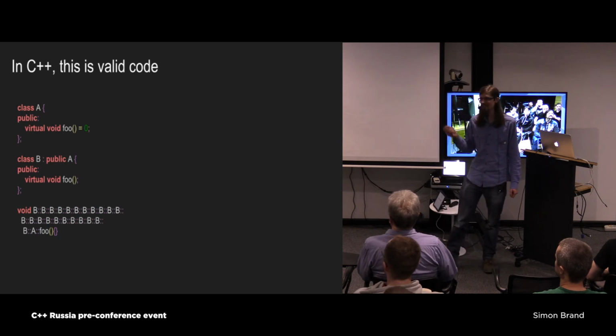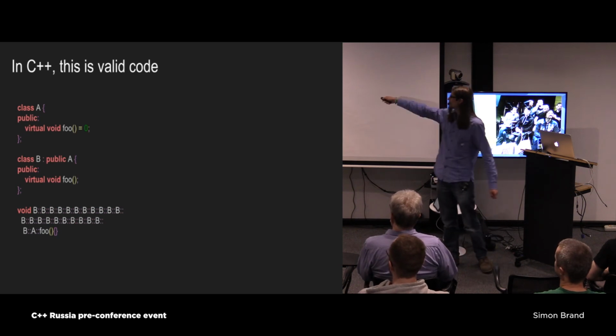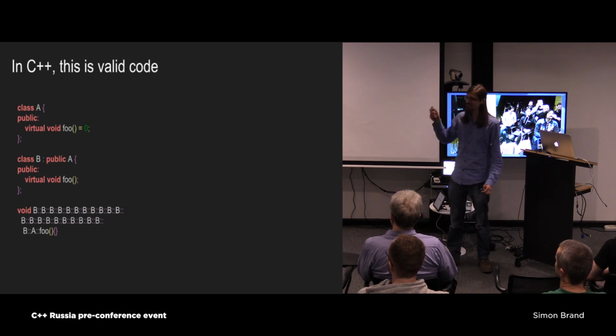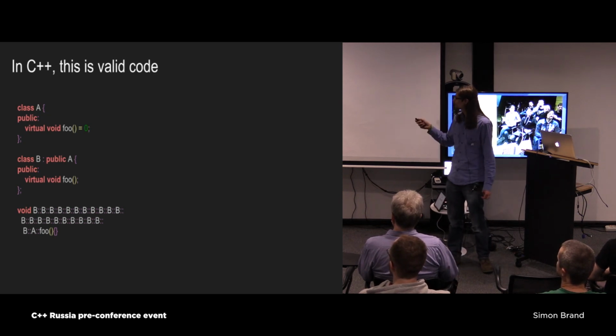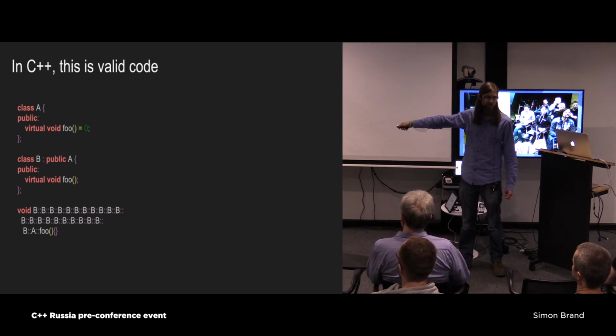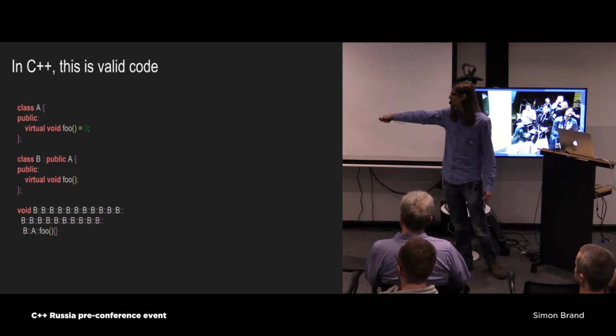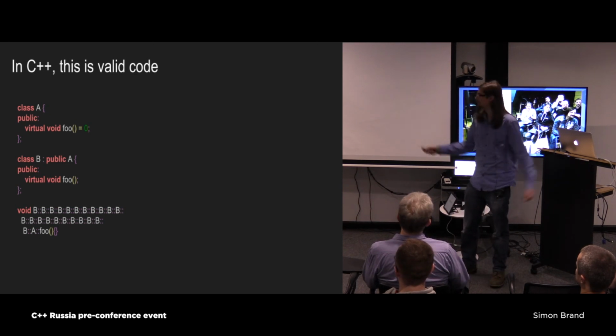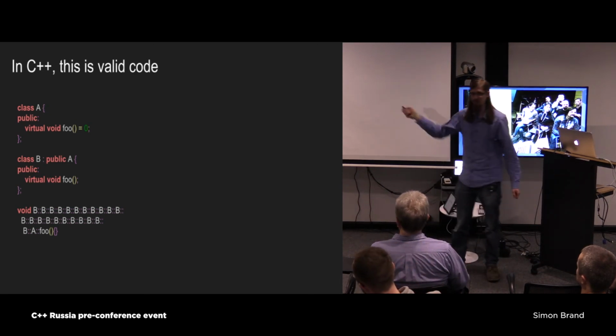In C++, this is valid code. We can have a class called A with a virtual member function called foo, and then we can derive from it and just write b a foo. As many times as you want, you can write this. This entire slide could just be B's, and it works. C++.